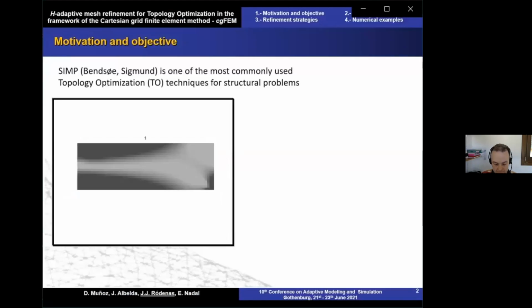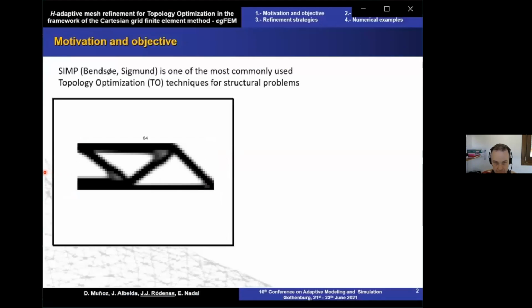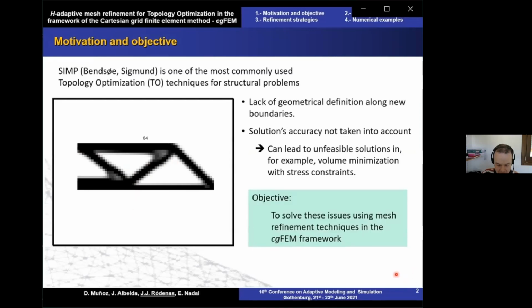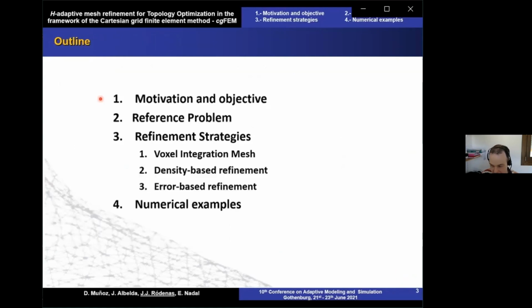The SIMP method, developed by Bendsøe, is one of the most commonly used topology optimization techniques for structural problems. We will find a couple of problems. We have a lack of geometrical definition along the new boundaries, and the solution accuracy is not taken into account. So this can lead to unfeasible solutions in, for example, volume minimization with stress constraints. So the objective of this work is to solve these issues using mesh refinement techniques in the Cartesian grid finite element method framework, CGFEM. This is the outline of the presentation.